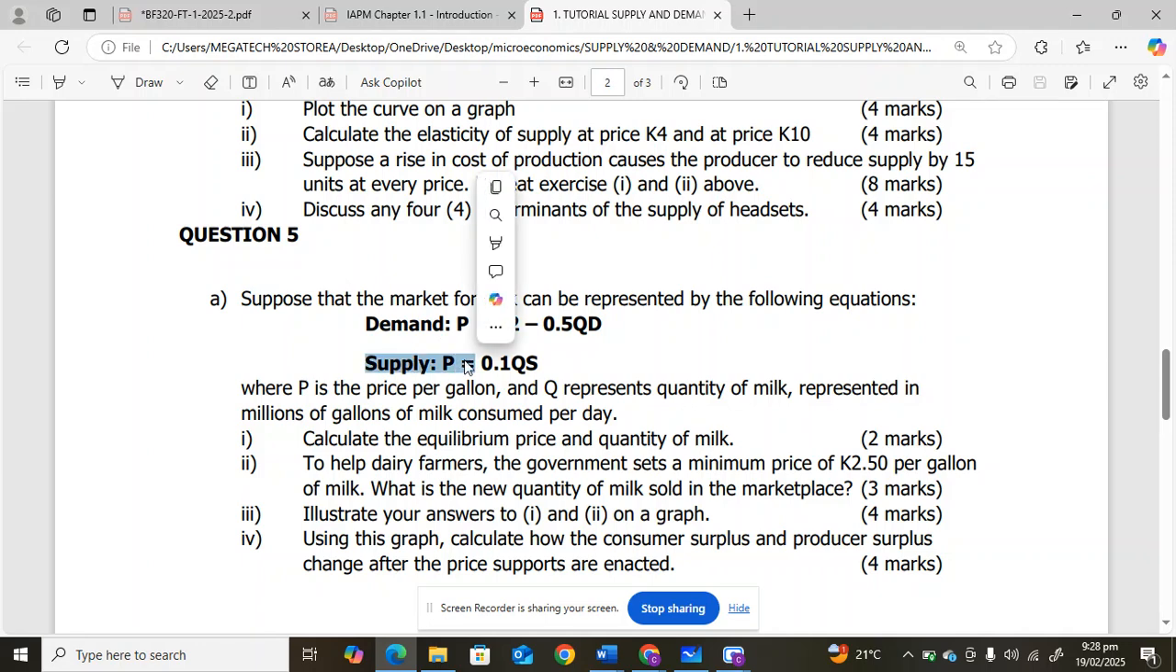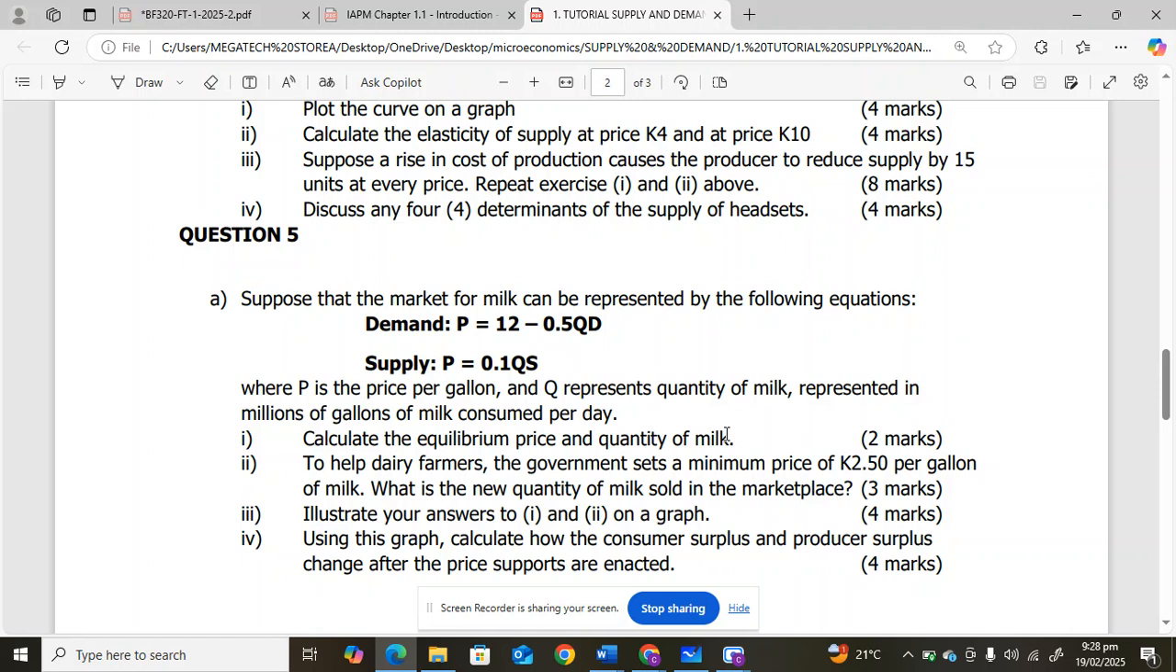We've also got our supply equation. This is also inverse because price is the subject of the formula. Where P is the price per gallon and Q represents the quantity of milk in millions of gallons of milk consumed per day. So, number one, calculate the equilibrium price and the quantity of milk.